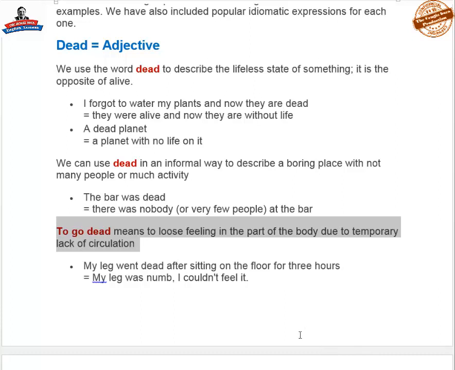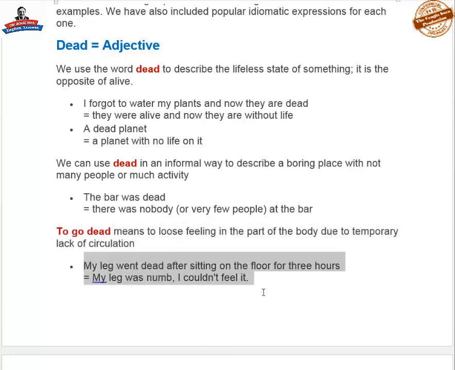To go dead means to lose feeling in the part of the body due to a temporary lack of circulation, no blood flowing. Example, my leg went dead after sitting on the floor for 3 hours. My leg was numb. I could not feel it.